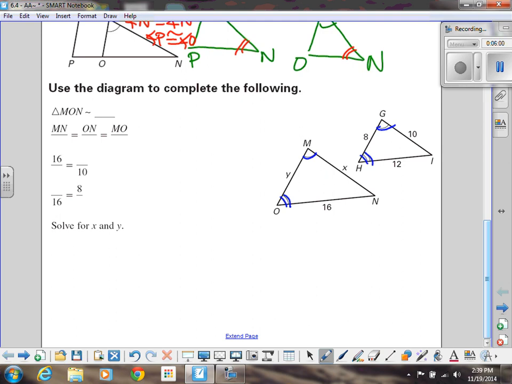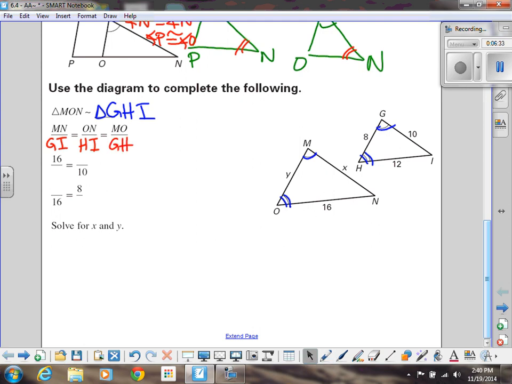So I would say MON is similar to triangle GHI. So because of that, I know all of the angles are congruent, and then I know these sides are proportional. So MN is going to be divided by GI, or proportional, or the ratio to GI that corresponds to that side. And that's proportional to ON over HI, which is proportional to MO over GH.